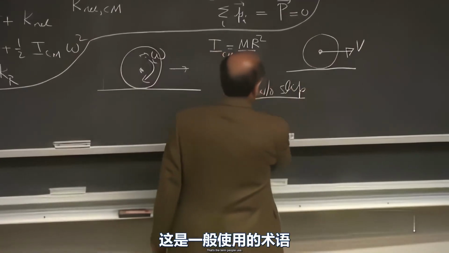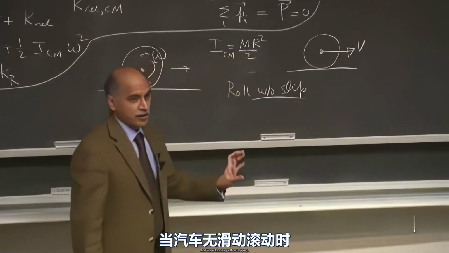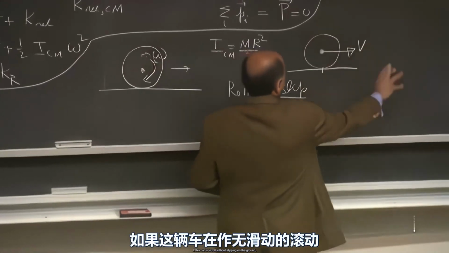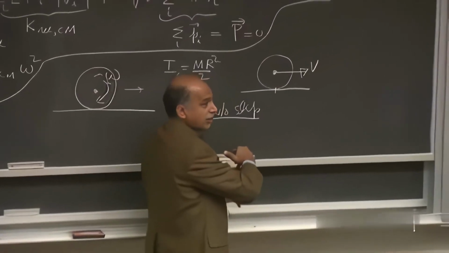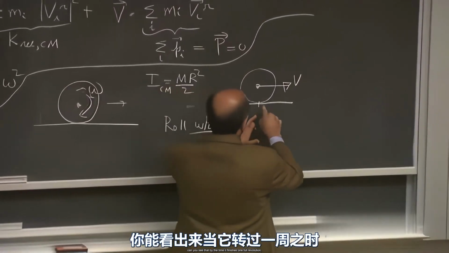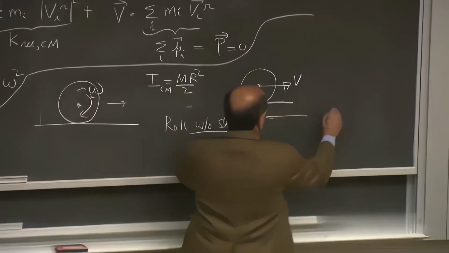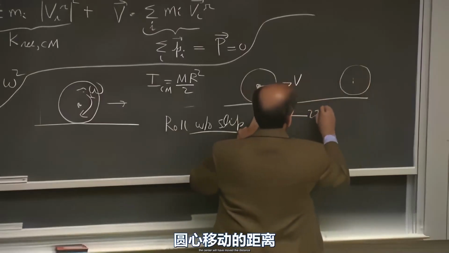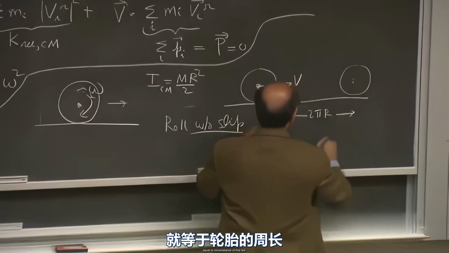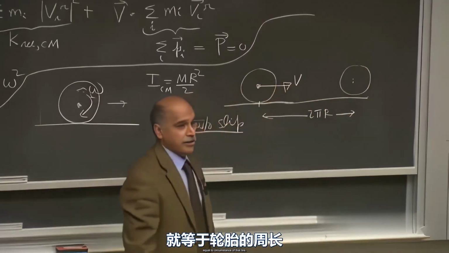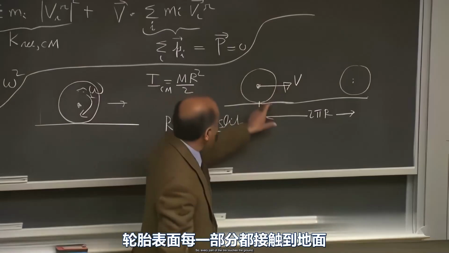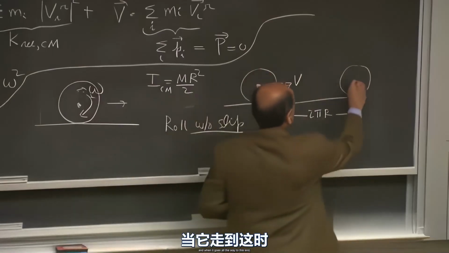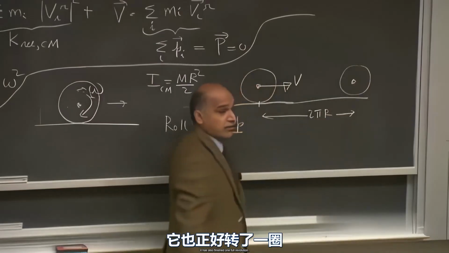That's a term people use. And when it's rolling without slipping, I think you have an intuitive feeling. If this tire is to roll without slipping on the ground, can you see that by the time it finishes one full revolution, when it's come over here, the center would have moved a distance equal to the circumference of that tire? So every part of the tire touches the ground, then that comes down, and when it goes all the way to this end, it has also finished one full revolution.